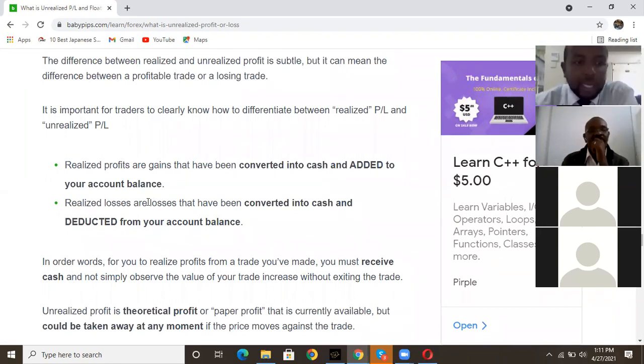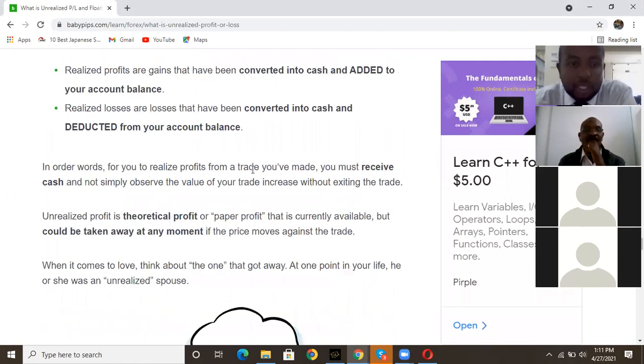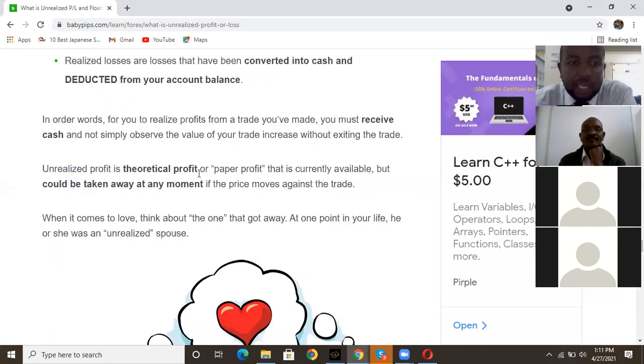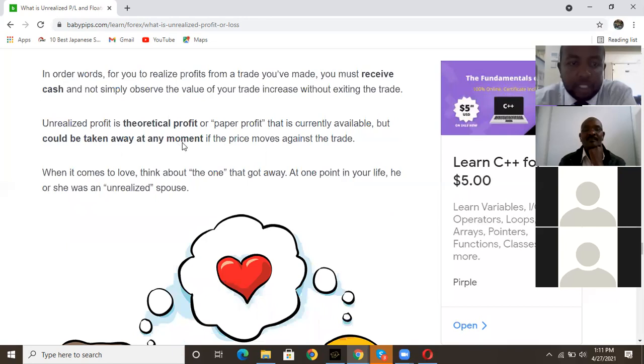Realized losses: sometimes there are people who will come into the market and experience a loss, especially if you're new and don't have enough guidance. Realized losses are losses that have been converted into cash, sorry, almost converted into cash and deducted from your account balance. In other words, you do not realize profits from a trade you've made until you receive cash and not simply observe the value of your trade increasing. Unrealized profit is theoretical or paper profit currently available, but could be taken away at any moment.